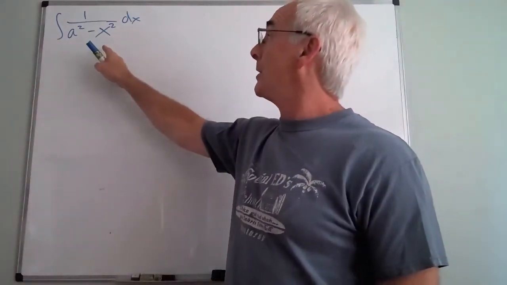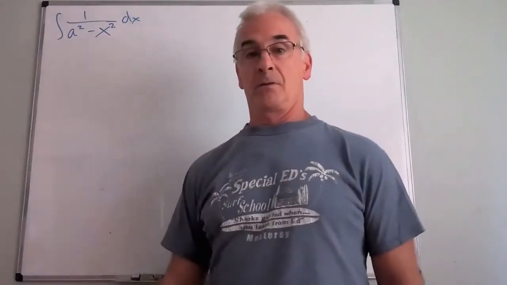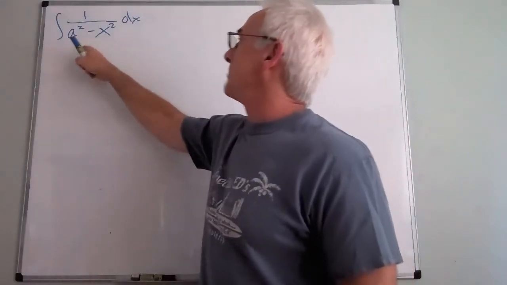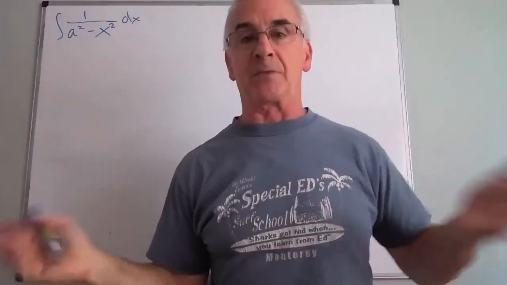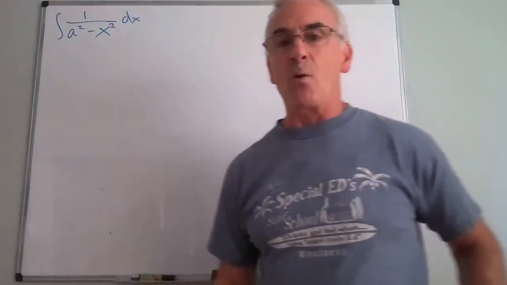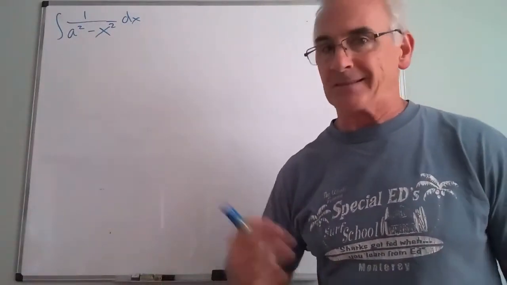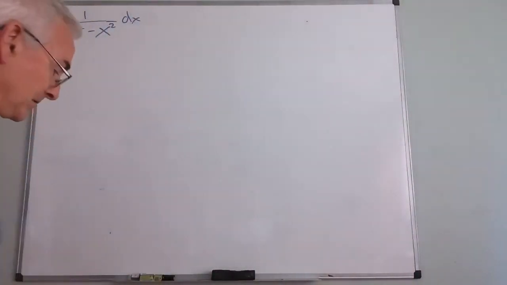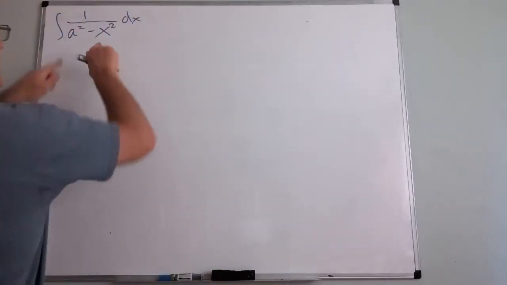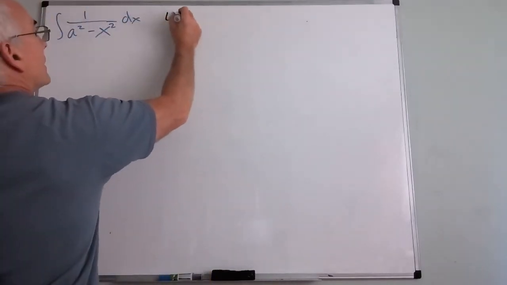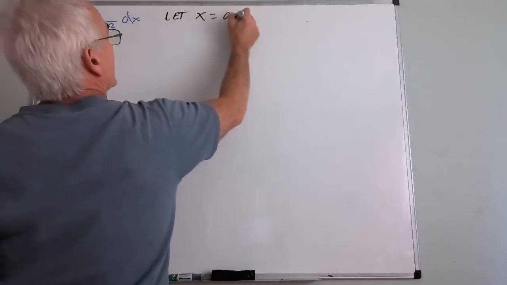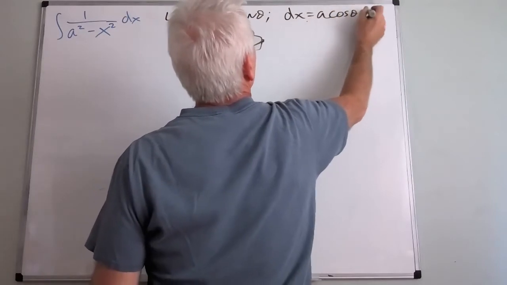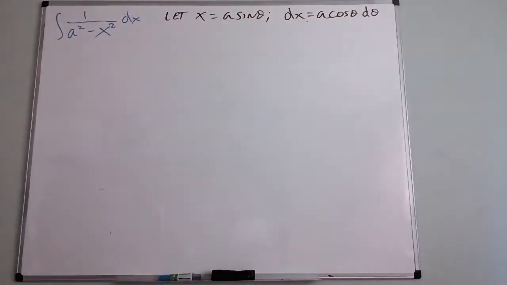I want to come up with a general answer to this. I'm not worried about what a is. What if this was 7 minus x squared? That just means a is the square root of 7, and I'm going to see a square root of 7 in my answer. I don't worry about the value of a. It's just going to show up. But this one here is going to require a lot of manipulation at the end. So which substitution am I going to make here? Sine. So let x equal a sine theta. Then dx is a cos theta d theta. All right, that was easy enough.